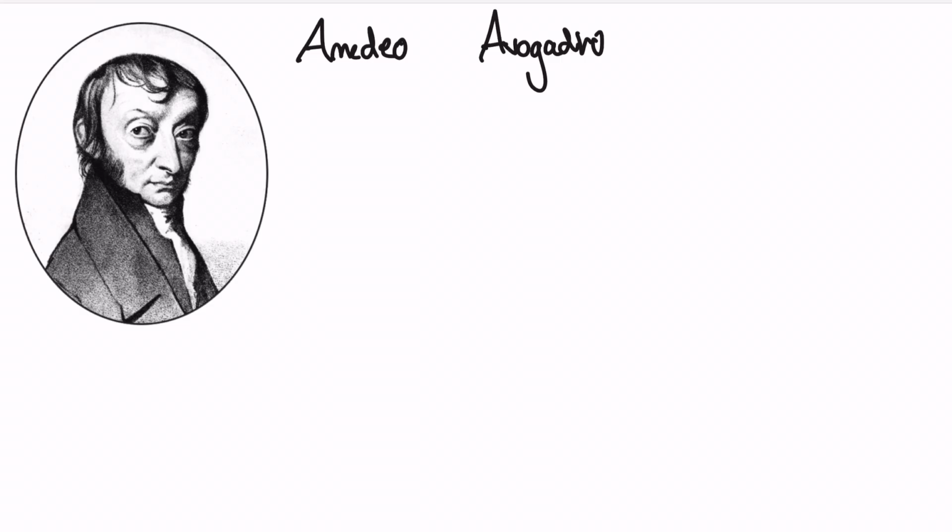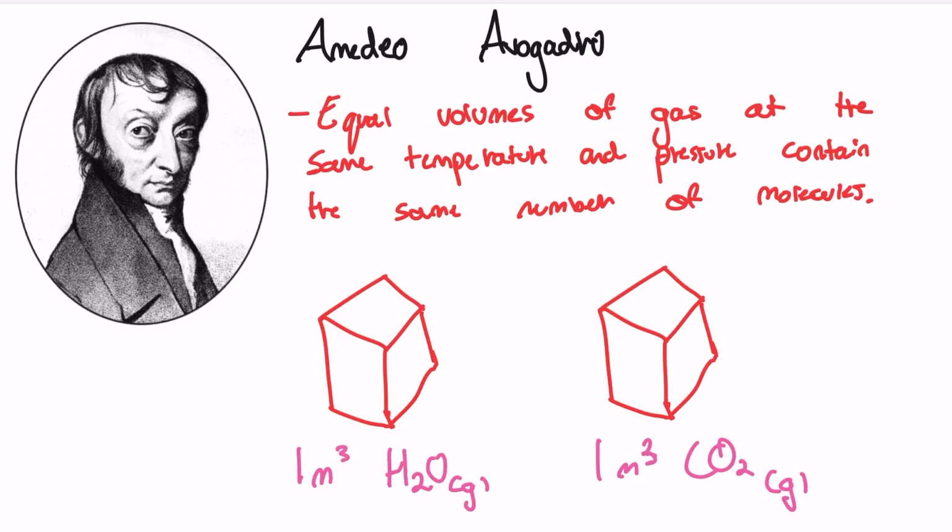of molecules in a mole, hypothesized that equal volumes of gas at the same temperature and pressure contain the same number of molecules. So a box with 1 cubic meter of water vapor at standard temperature and pressure, and an identical box with 1 cubic meter of carbon dioxide at standard temperature and pressure have the same number of molecules in each box. This isn't a super intuitive concept, so let me try to explain it as best I can.